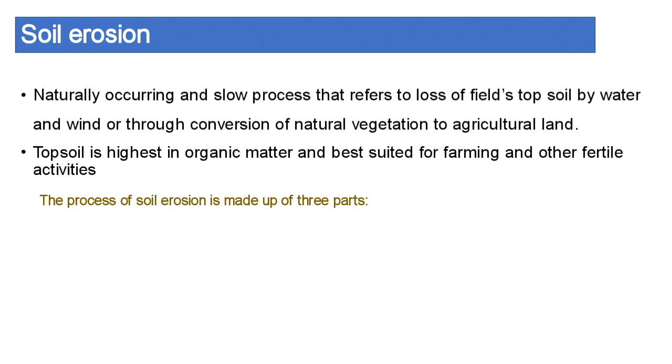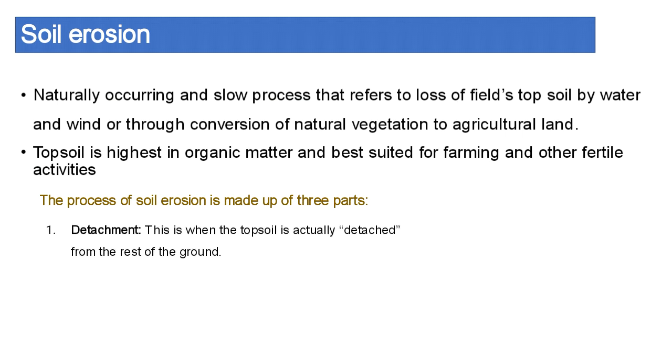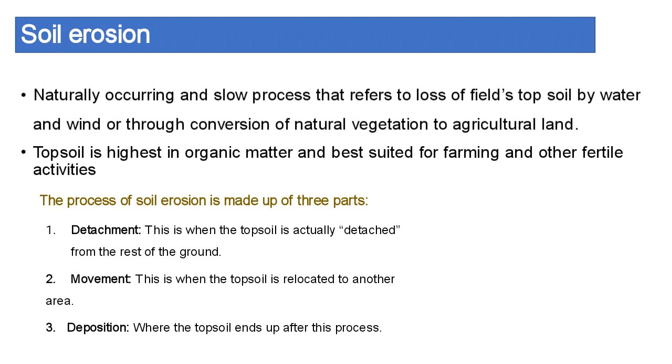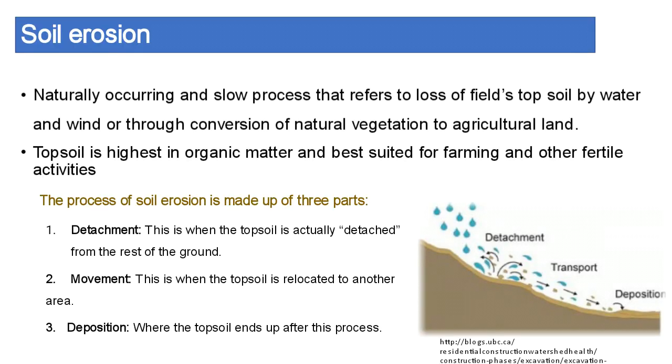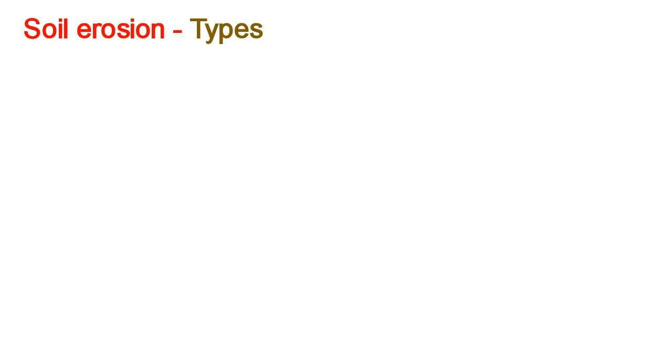This process of soil erosion can be broadly split into three stages. One is detachment, another is movement, and the third is deposition. This figure is sufficient. It's self-explanatory. You can take time to read and understand.